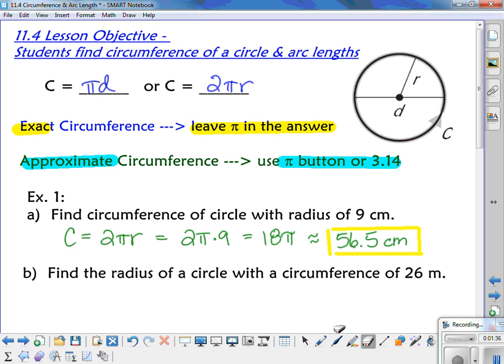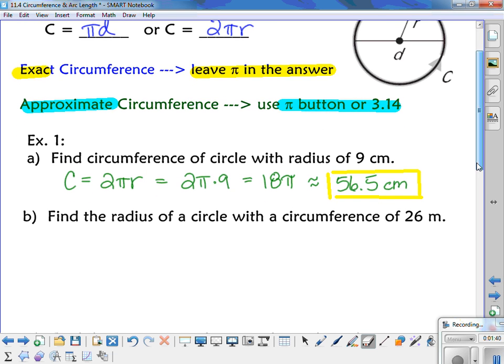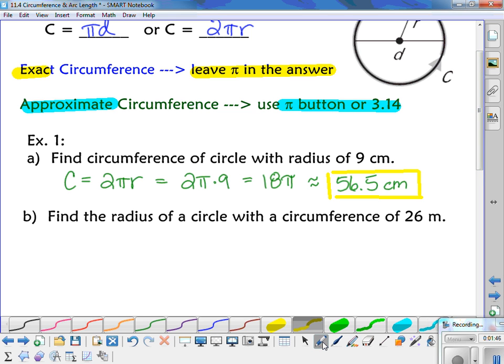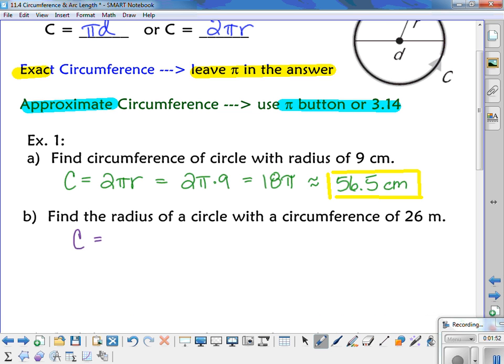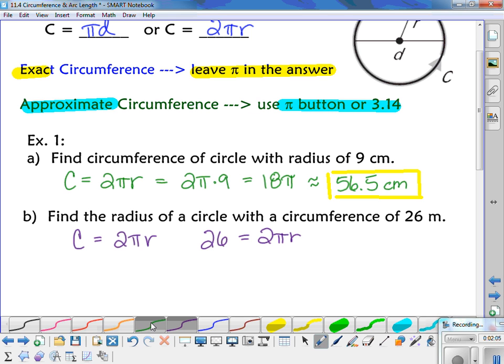All right, now if we look at example B, we're going to find the radius of a circle with a circumference of 26 meters. So this time they've given me the circumference and I want to find the radius. So I'm going to have to work backwards, but I'm still going to use C equals 2 pi r. So I plug in what I know. The circumference is 26 equals 2 pi r. I have to divide both sides by 2 pi.